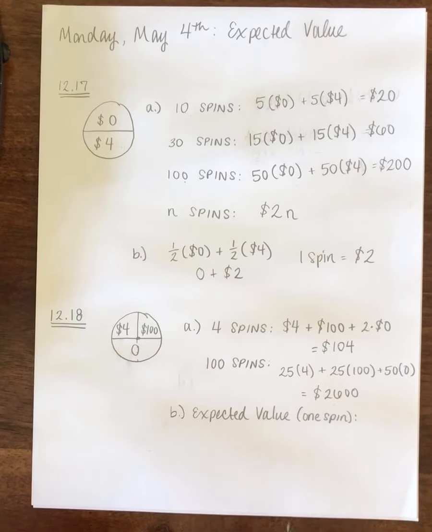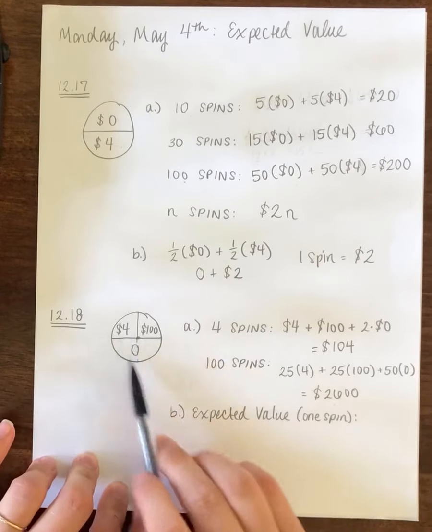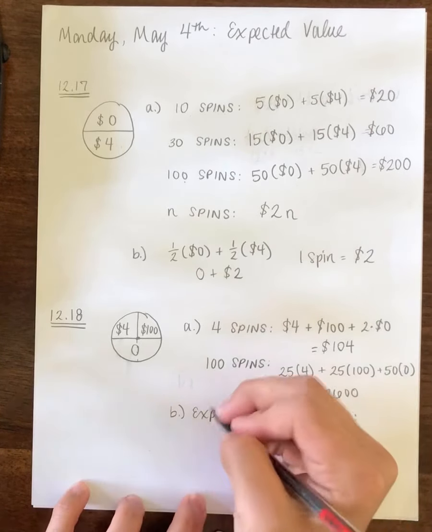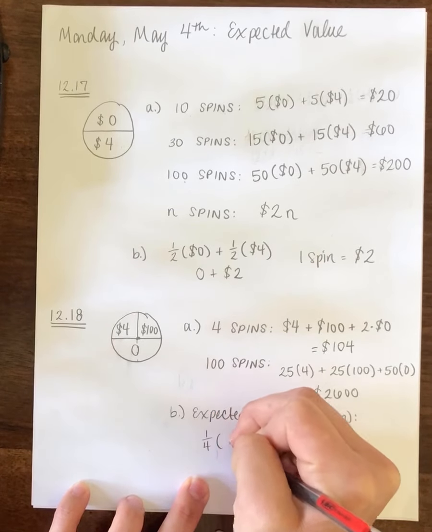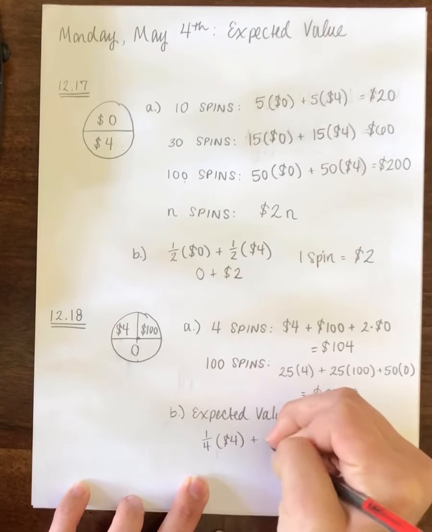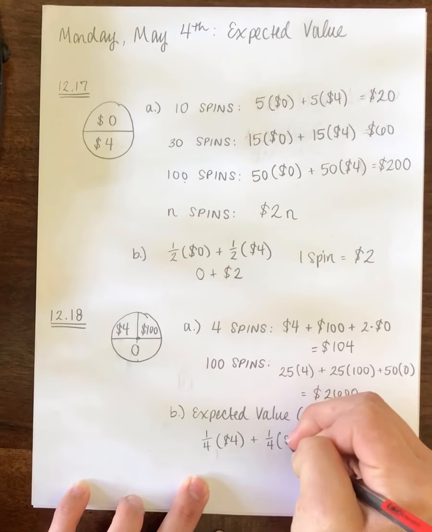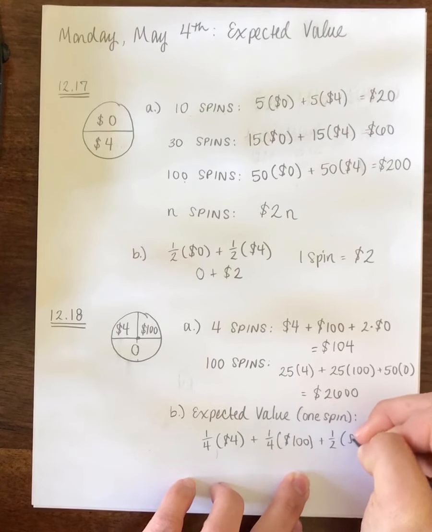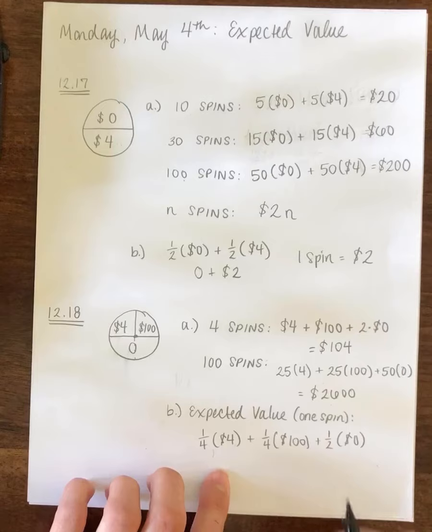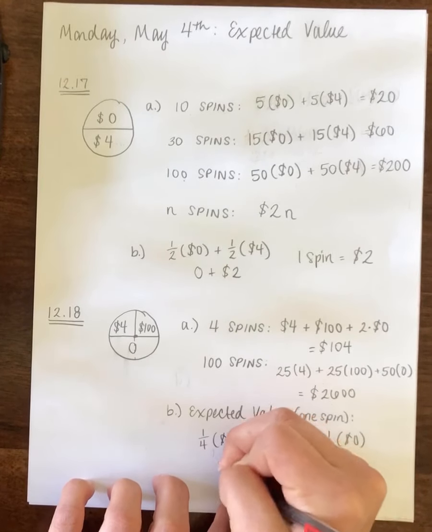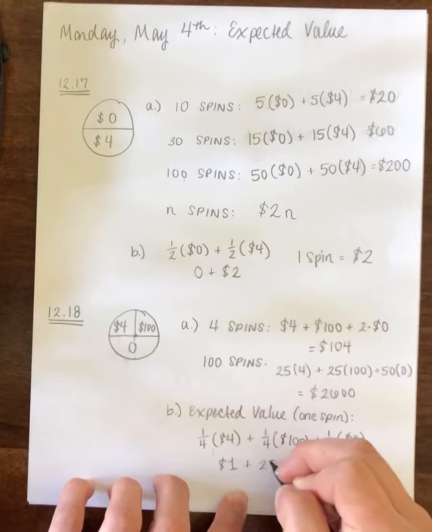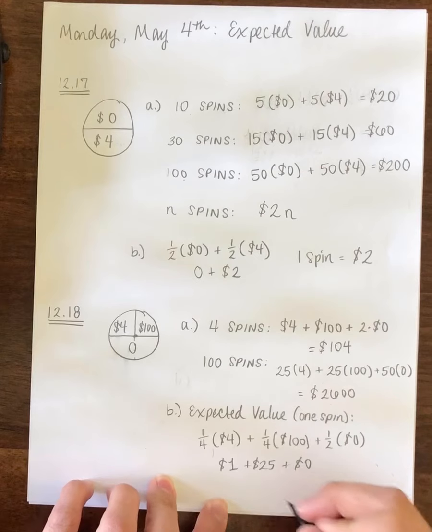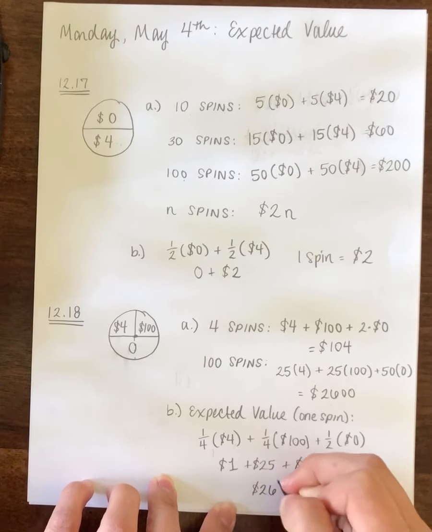Now let's think about it for just one spin. If I were to spin this one time, what am I expected to win? Just that calculation here would be 1/4 of the time, you're going to get $4. Another 1/4 of the time, you're going to get $100. And then 1/2 of the time, you're going to get nothing. Okay, this simplifies to $1. This simplifies to $25. And this is obviously $0. So in one spin, your expected value is $26.